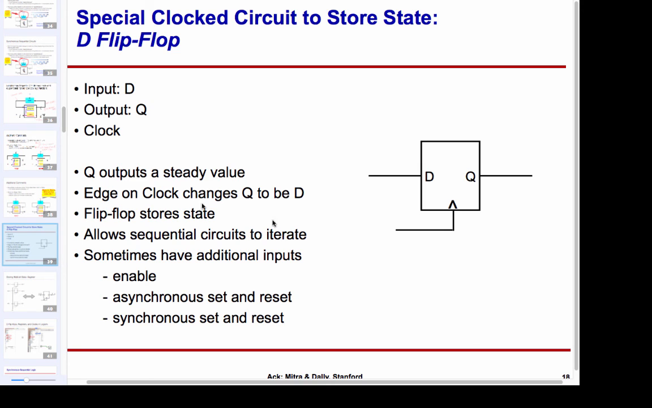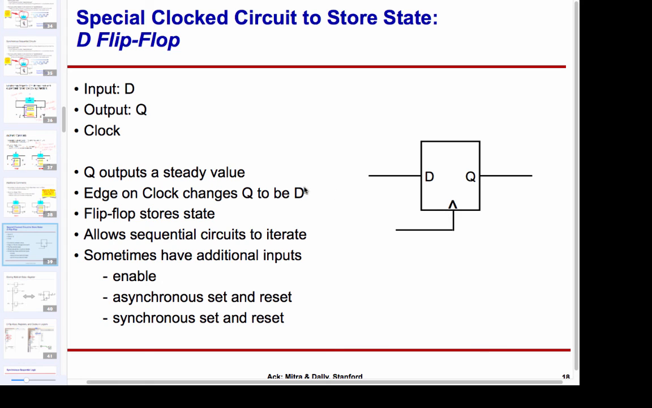The way it works is, it's a module which has 3 terminals, D, Q, and a clock. Anytime you see this triangle, which we also had previously, that means it's a clock input. Okay, so I have D, Q, and a clock. Output Q normally is steady state.